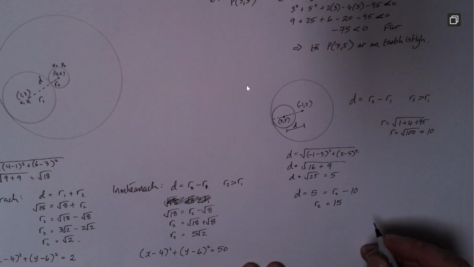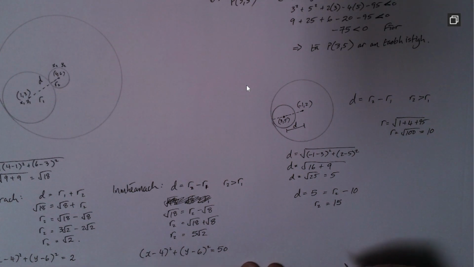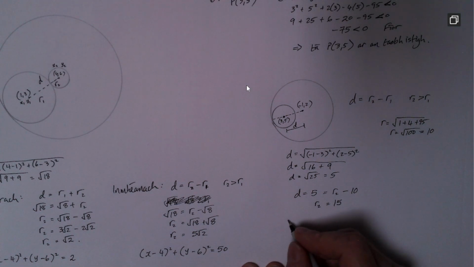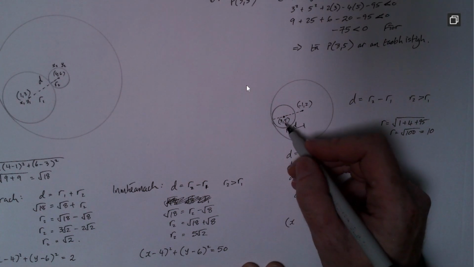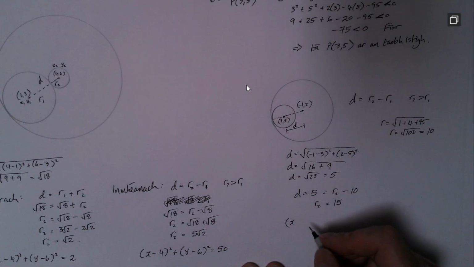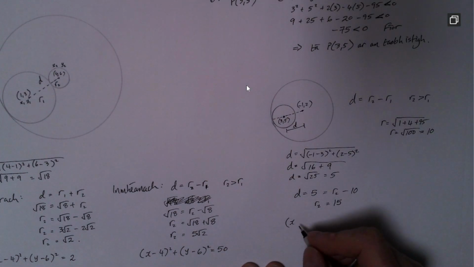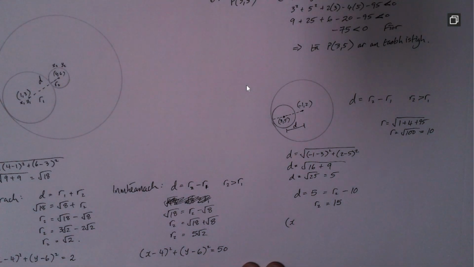Okay, and then find the equation of the circle. So we have x, y, and obviously it's a wide and small circle, but anyway, x.